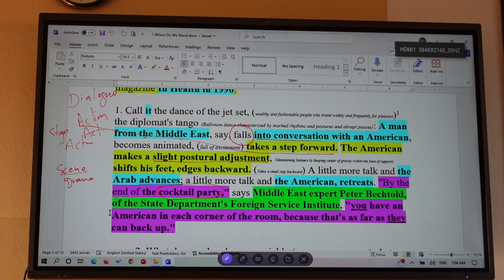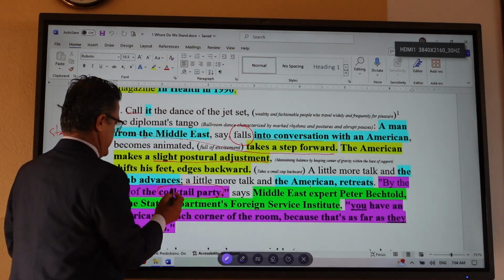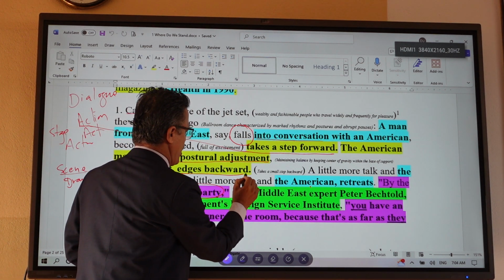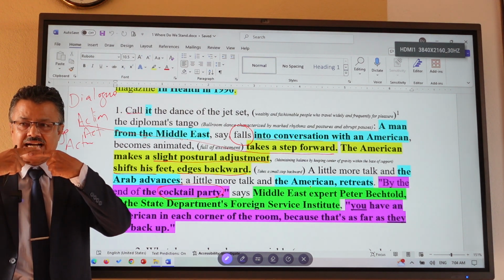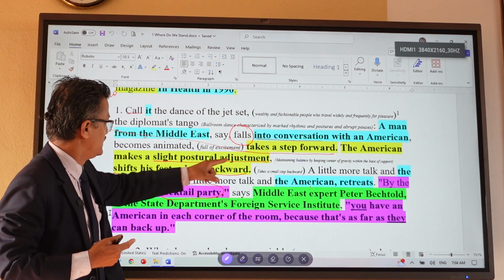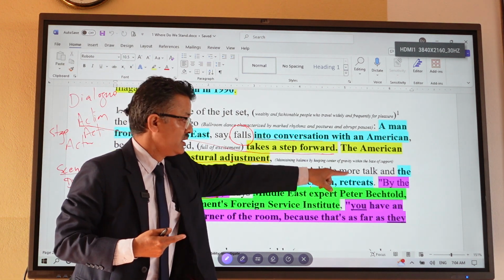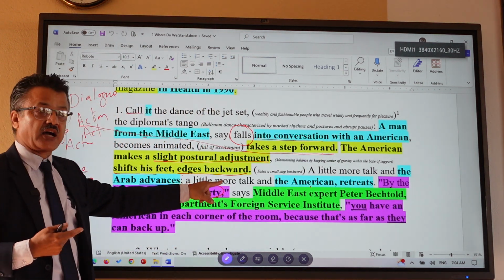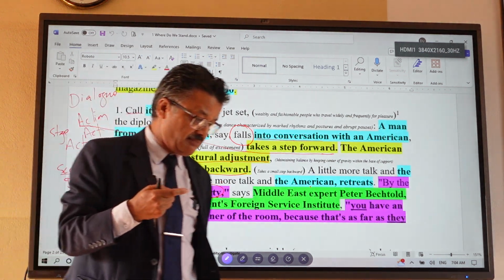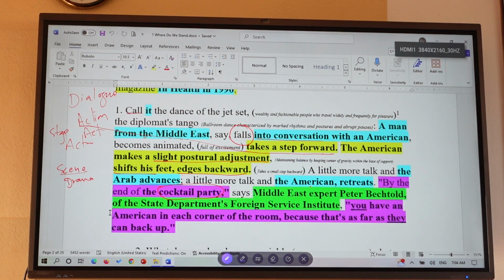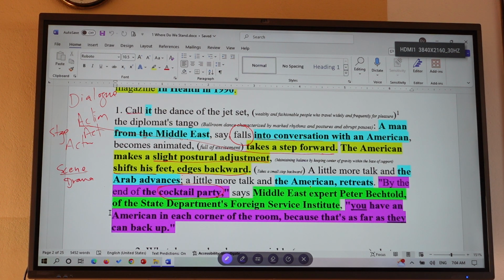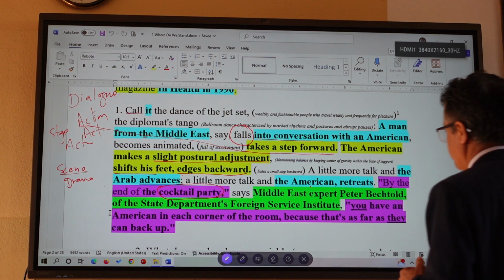So what does the American do as a reaction? He shifts his feet and edges backward. So you have two opposite actions here. The Middle East man takes a step forward. The American edges backward. Now there are two opposite things happening. One gentleman is coming ahead and another gentleman is walking back. That means there must be something wrong here. There is a problem. There is a tension.